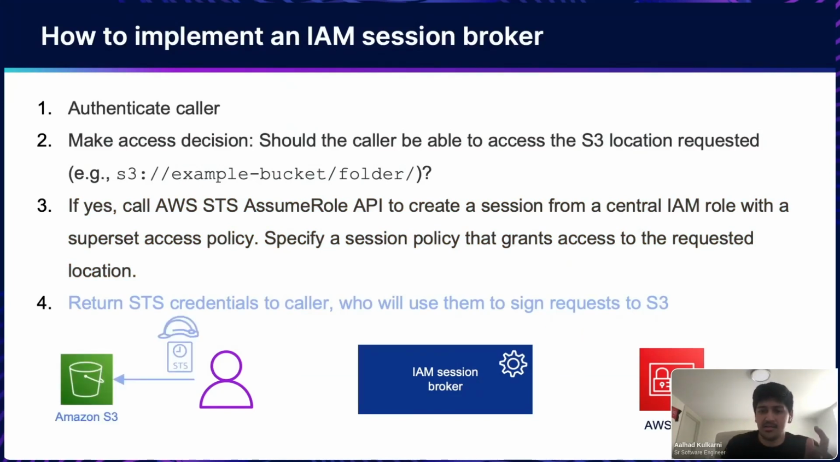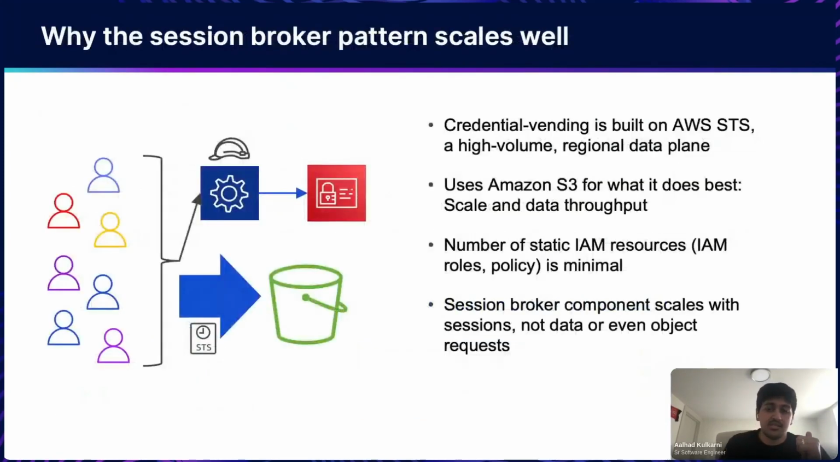So why does this pattern really scale well? The primary reason is that the STS service is built as a regional high volume data plane, so it can scale at really high TPS. You can use S3 for what it does best, scale and data throughput. You can have a minimum number of static IAM resources, so you don't have to worry about a lot of these different mappings.